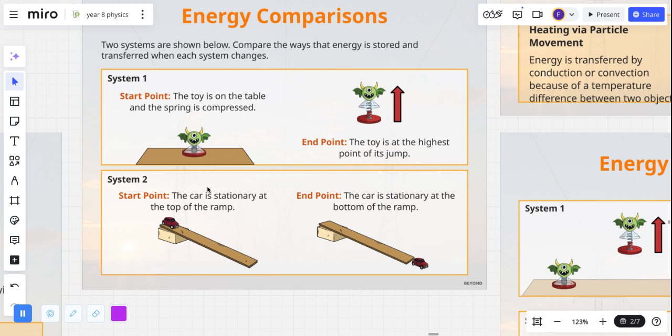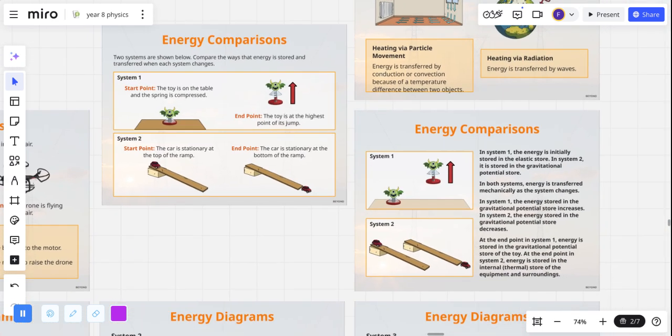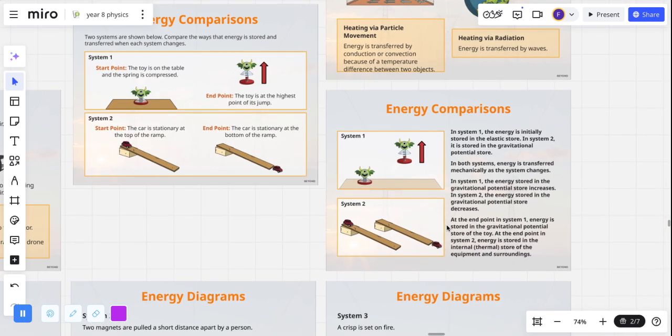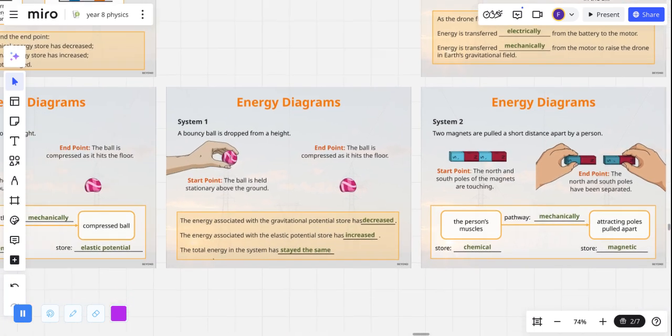This one was one of the worksheets. The car starts up at the top. It is at a higher point. It has more gravitational potential energy. When it's at the bottom, it has less gravitational potential energy. That gravitational potential energy has changed to kinetic energy because it's moving.